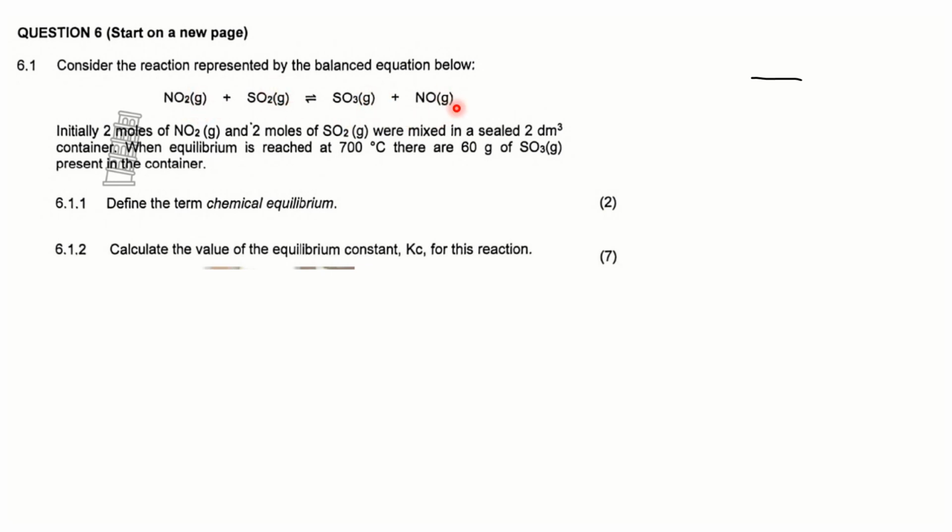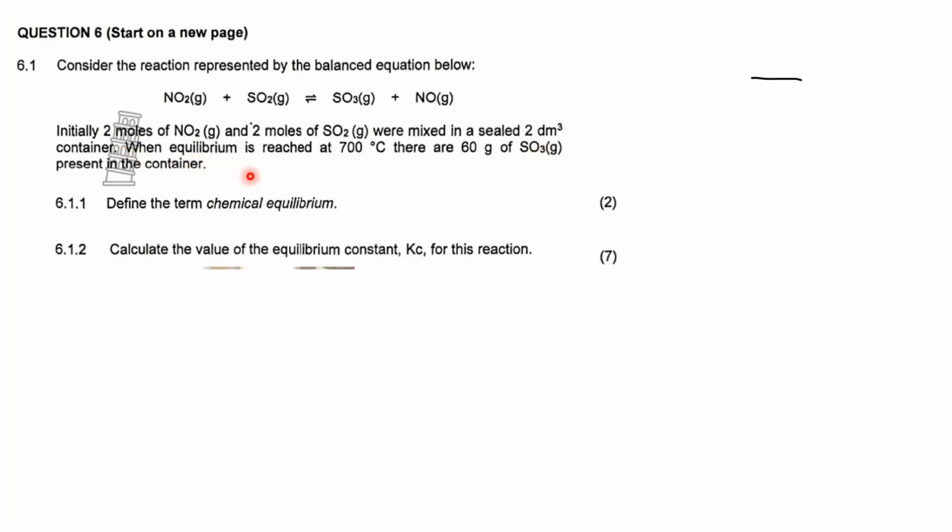and also gas here. So, in other words, we don't have liquid, we don't have solid in this case, and we know that when we calculate Kc, we focus on the concentrations that are meant for gases, not liquid and not solid. So we are also told that initially 2 moles of NO2 in gas and also 2 moles of SO2, that is also in gas, were mixed in a sealed 2 decimeter cube container. When equilibrium is reached at 700 degrees Celsius, there are 60 grams of SO3 present in the container.